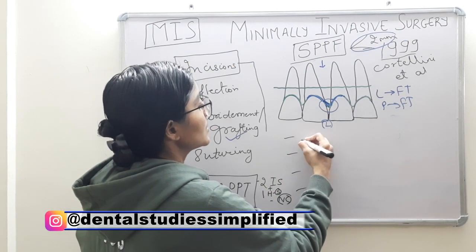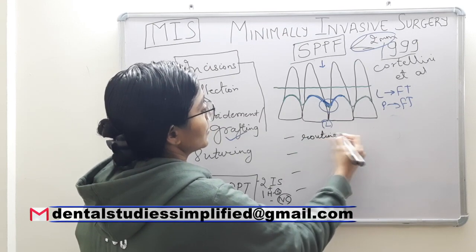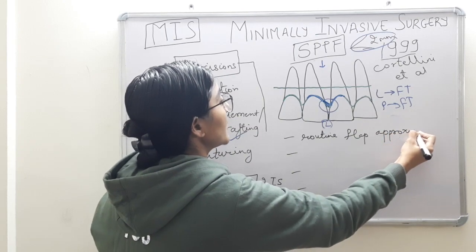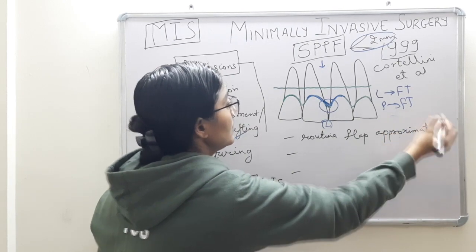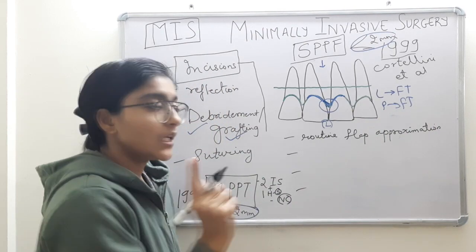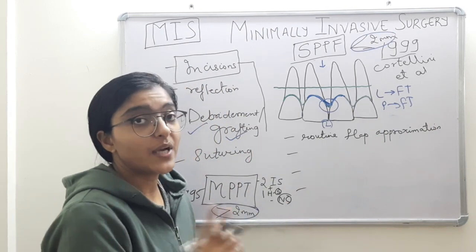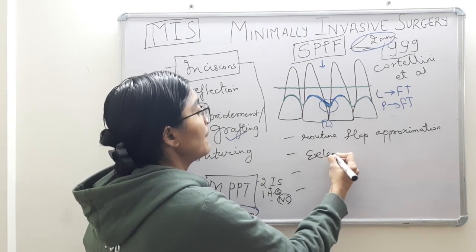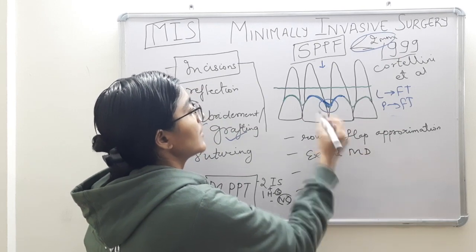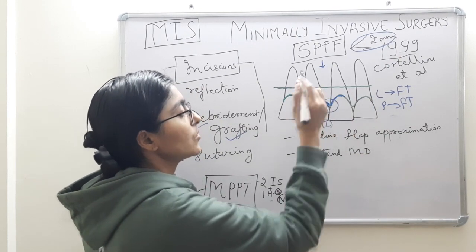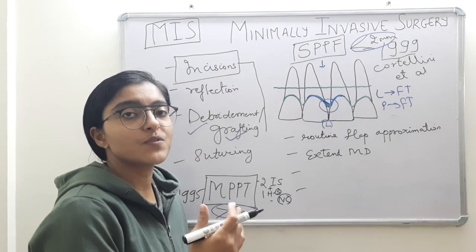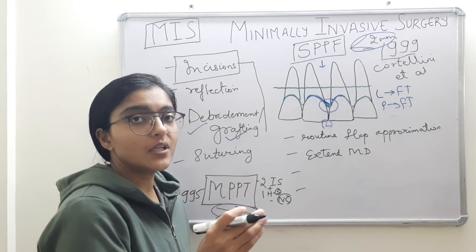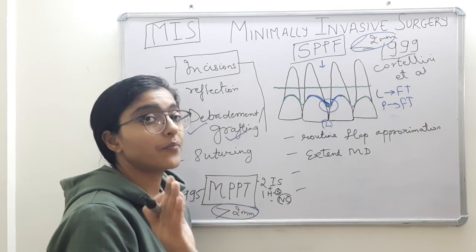So the first approach is the routine flap approximation. If primary closure is achievable by routine flap approximation, well and good. But if primary closure is not achieved by routine flap approximation, the next approach is to extend the flap mesiodistally. That is, extend this blue line, the sulcular incision. Extend the flaps mesiodistally to achieve flap approximation, primary closure, tension free. That is one important point, tension free.